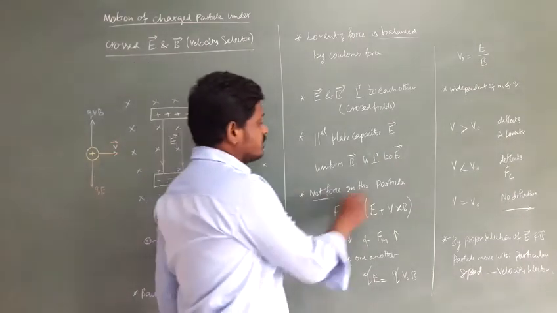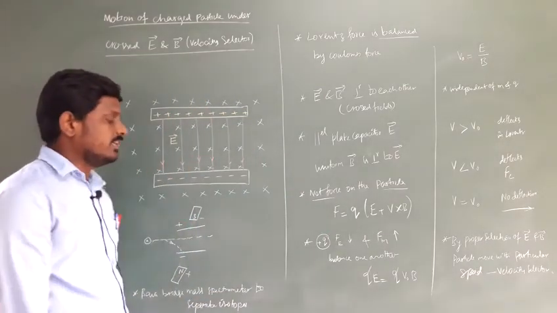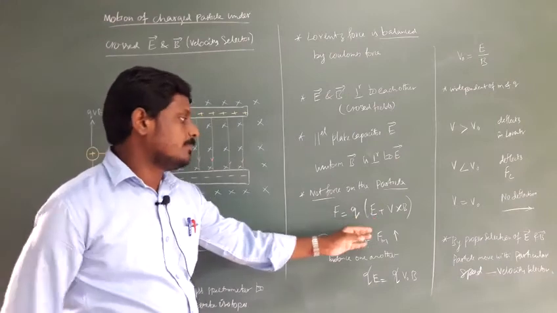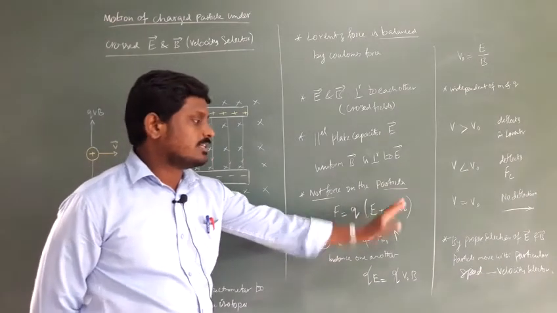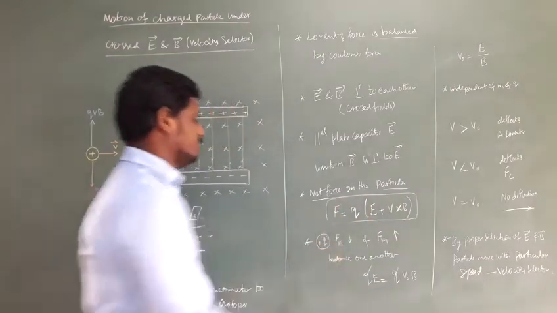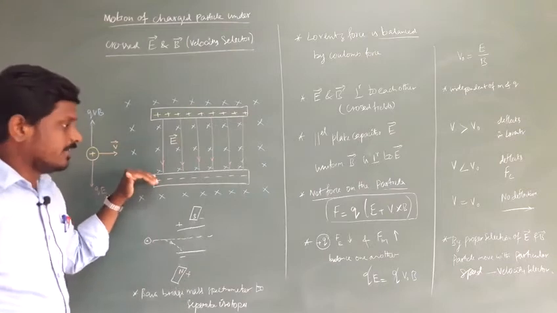Then what is the net force acting on a particle if it enters into the crossed magnetic field and electric field? The net force F is equal to q times the sum of the electric field plus v cross B. Already we know that a positive charge entering the electric field is deflected towards the negative plate.